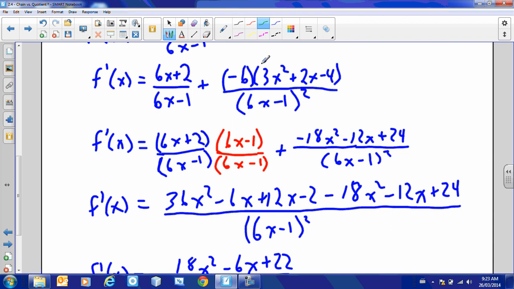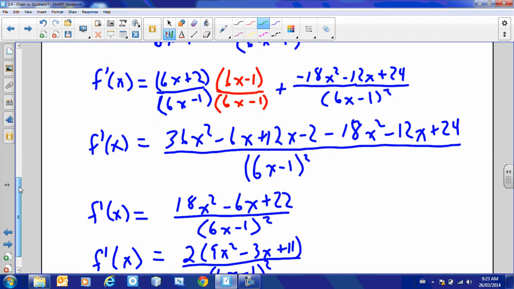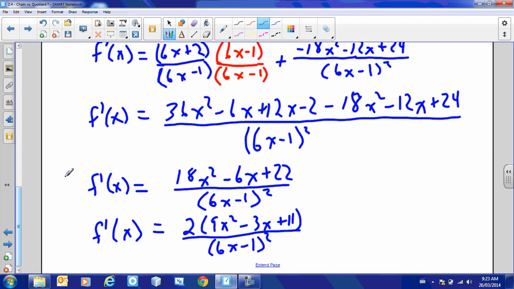I've multiplied also through the -6 times each of these. So -18x squared minus 12x plus 24, and then basically collect like terms on the top in the numerator. And you see that we end up with the exact same expression, obviously, and it simplifies the same way in the last step.